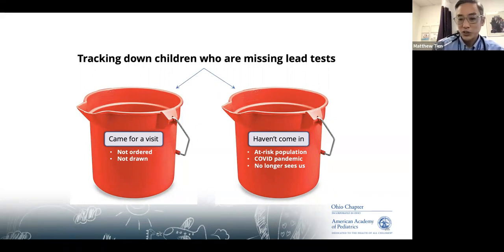The second bucket is those patients who just haven't come in at all. Many of us work with more at-risk populations of patients that don't have super regular well-child follow-up. It's still the COVID pandemic. And then there are some patients who just don't come to see us anymore. They've found another provider, maybe they've moved. So there are some patients who really aren't our responsibility anymore. How do you figure that out? We'll talk a little bit about that. Next slide.